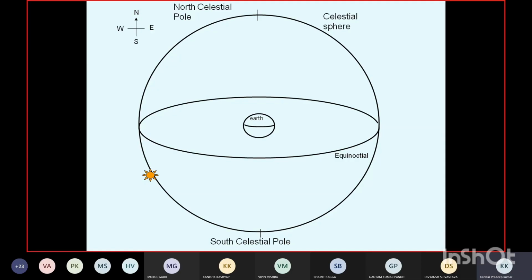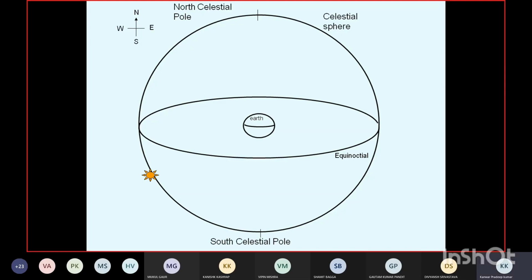So in this case, can anyone tell me what is the position of the sun? Is it rising, setting, north declination, south declination? South declination. Is it setting or rising? Setting. Very good. So if it were a daily motion, the sun would have risen on the eastern horizon below the equinoctial and set at this point along a parallel to the equinoctial.